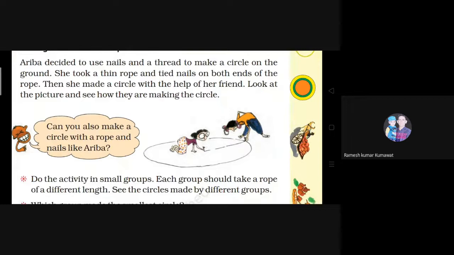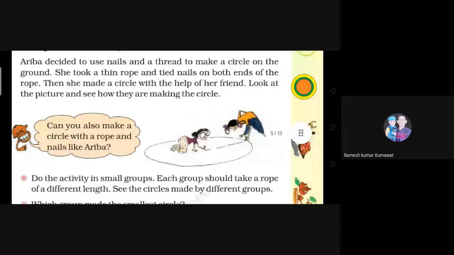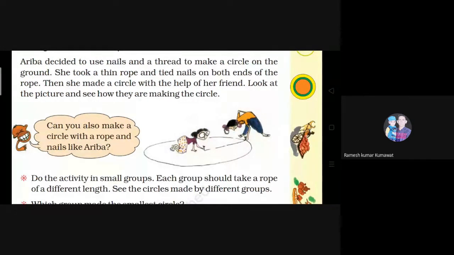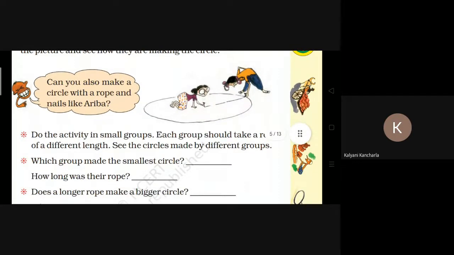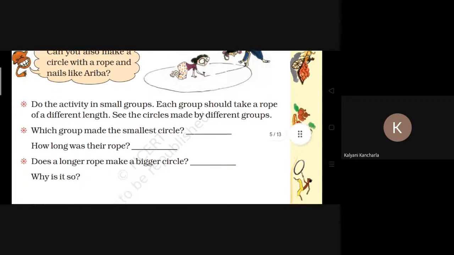Now they are making the circle like we do by using a compass. Yes, jis tarah hum compass se circle nikalte hain, they have made it by using the nails and rope. So can you also make the circle with the rope and nails like Ariba? Yes ma'am. Do the activity in small groups. Each group should take a rope of different length. See the circles made by different groups.